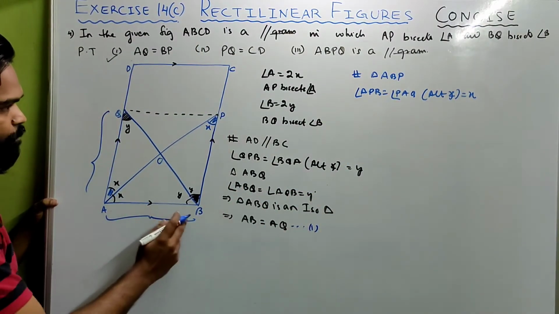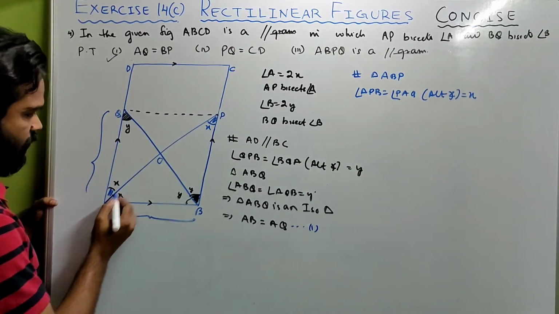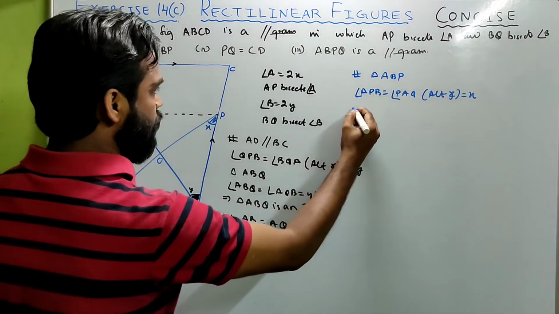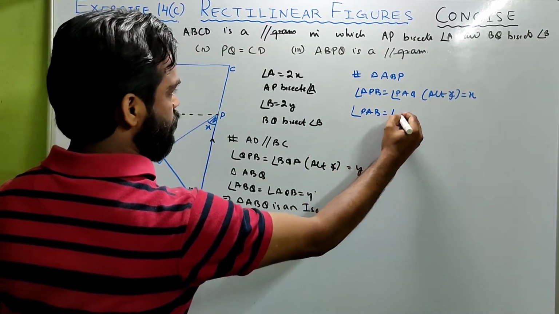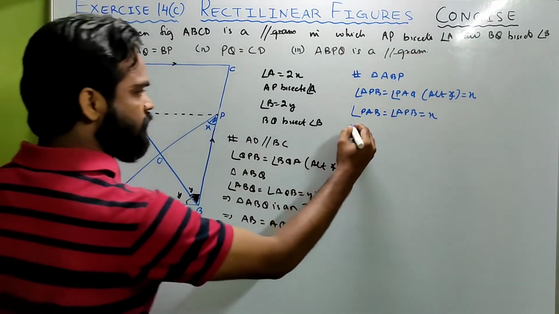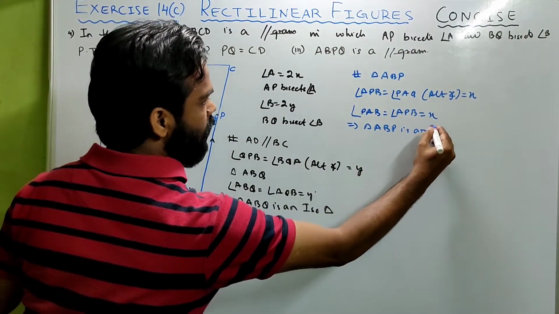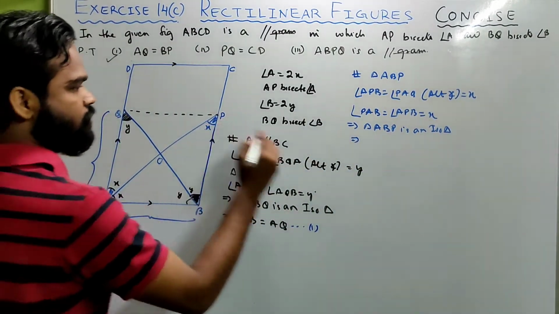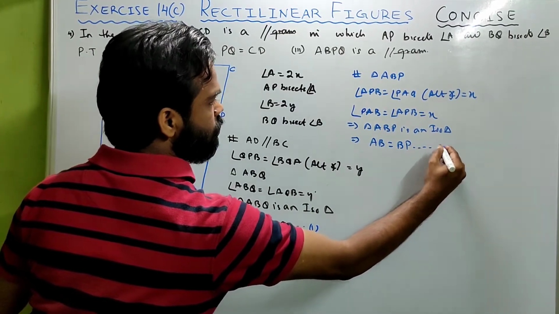Now look carefully. ABP, angle BAP. This angle and this angle are equal, so it becomes an isosceles triangle. Angle PAB is equal to angle APB is equal to x degree, which means, can I write, triangle ABP is an isosceles triangle, which implies, if you look, AB equals BP. Suppose this is 2.